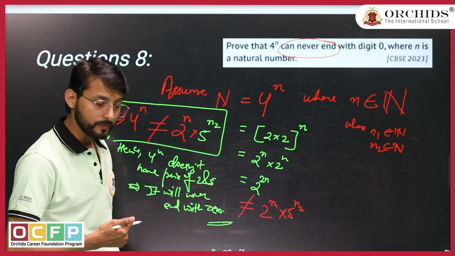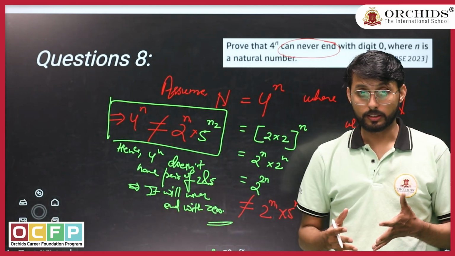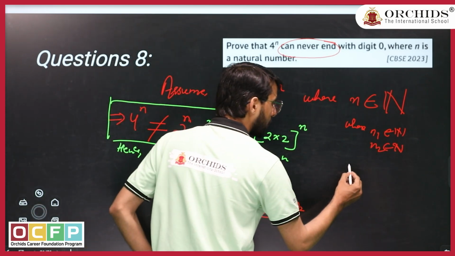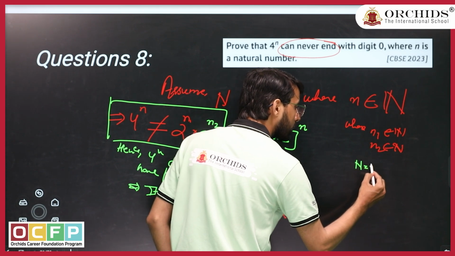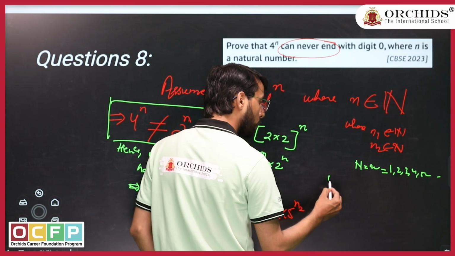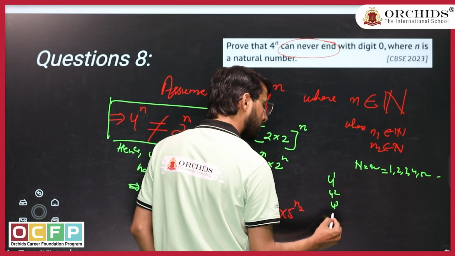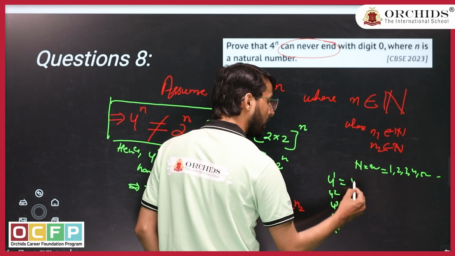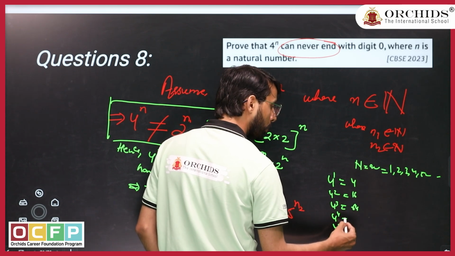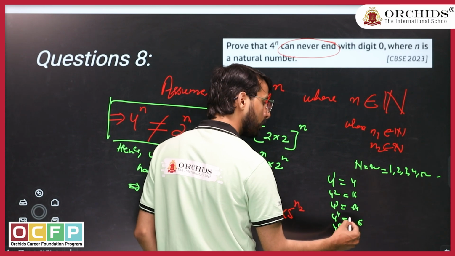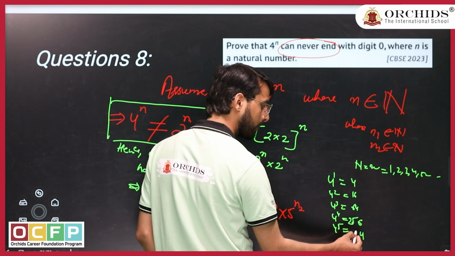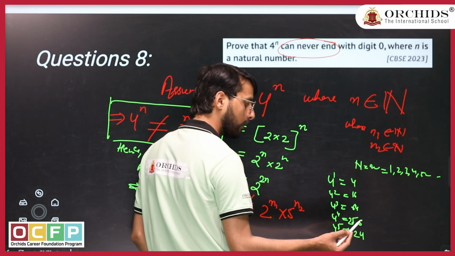And done. Now if you want to verify that whatever you are doing is correct or not, 4 power n means what? Take the natural numbers 1, 2, 3, 4, 5. So 4 power 1, 4 power 2, 4 power 3, 4 power 4, 4 power 5 you can check. 4 power 1 is 4, 4 power 2 is 16, 4 power 3 is 64, 4 power 4 is 256. What is 4 power 5? Multiplying by 4, you get 1024.